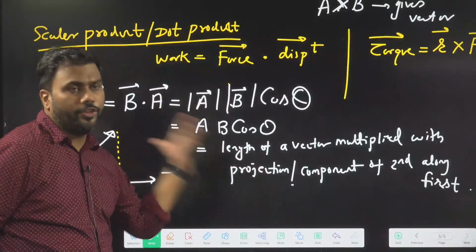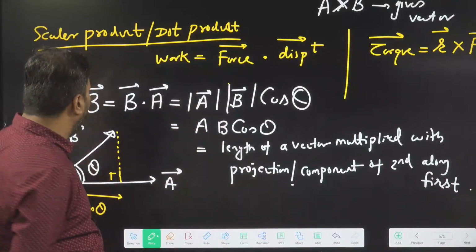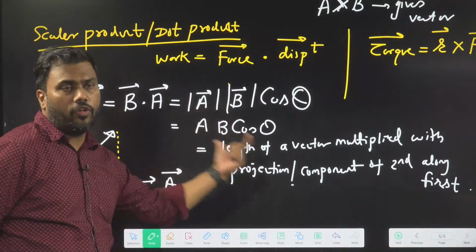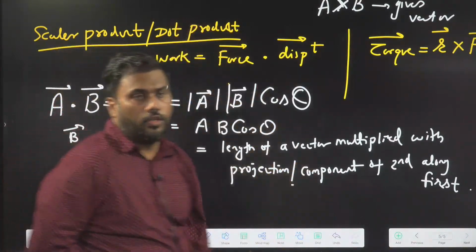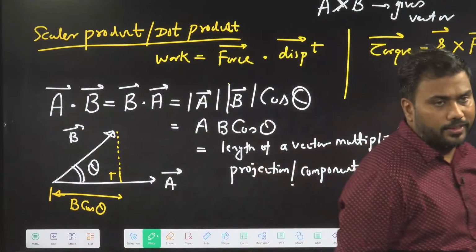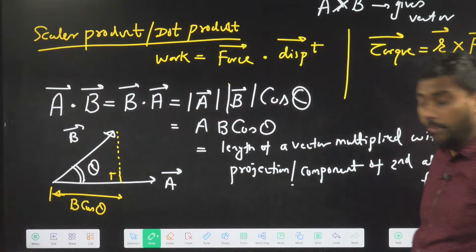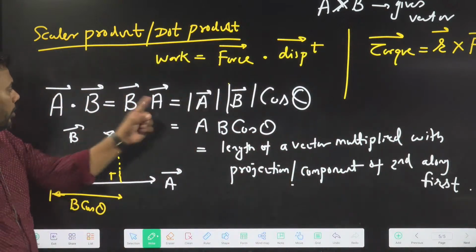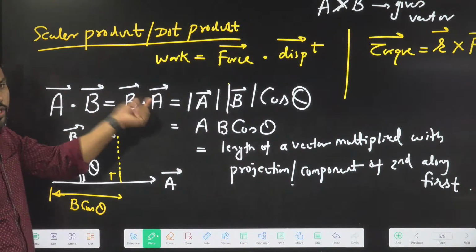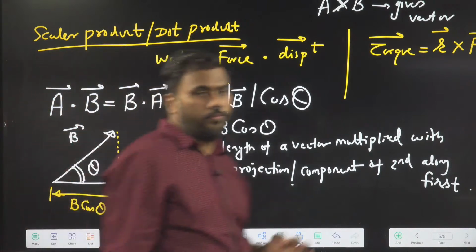What is the definition of dot product? How to find the dot product? The formula for dot product is length of A, length of B, cos theta. Dot product satisfies the commutative law. This is called the commutative law: A dot B equals B dot A.